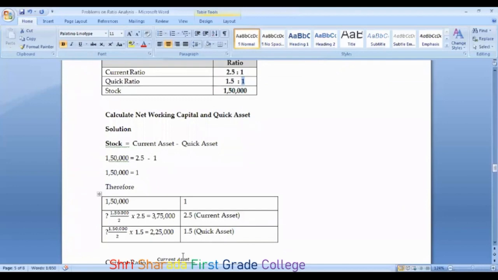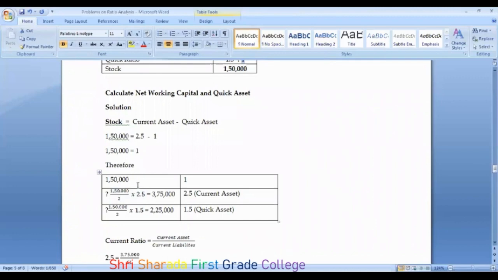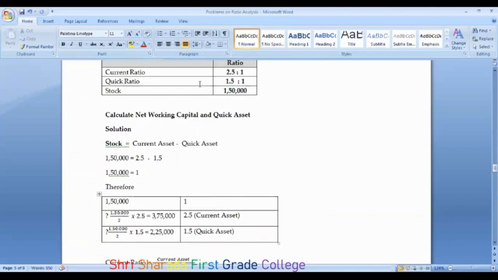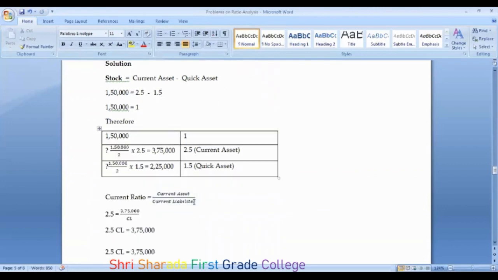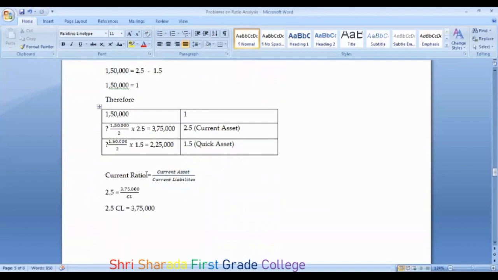Okay. So now find out in the same way, 1 lakh, it is 1.5. Okay, not 1, it is 1.5. So 2.5 minus 1.5 gives you 1. Okay, so you have found out the worth of stock for 1. So therefore 1 lakh 51, the current assets you can find out now. Find out what 2.5 amounts to and what 1.5 amounts to for quick assets by cross multiplying it. Apply the same thing to the current ratio. So current ratio, you now know the current assets. So current assets is 3,75,000.